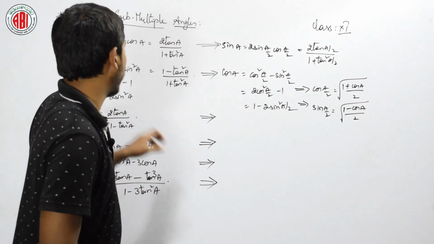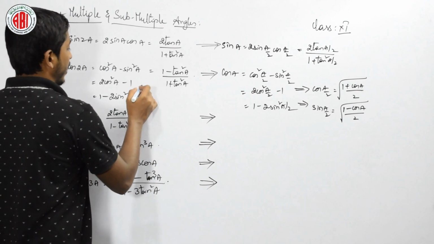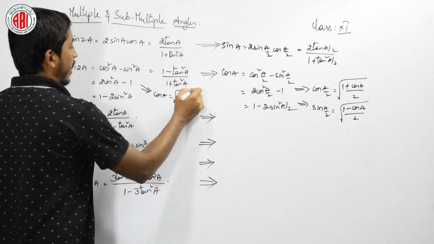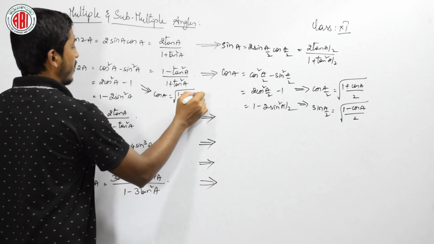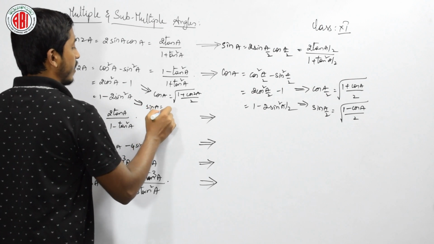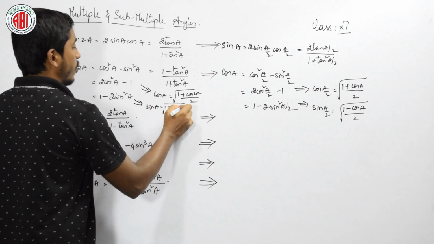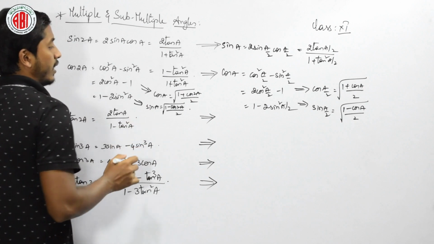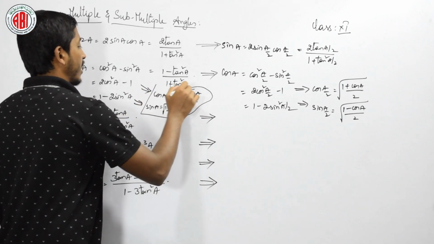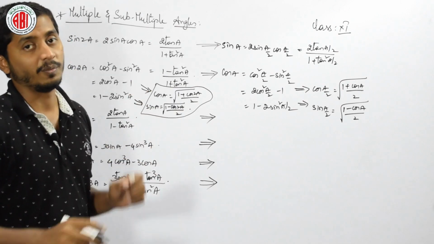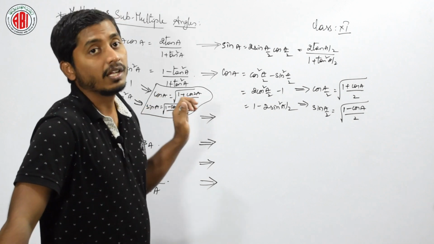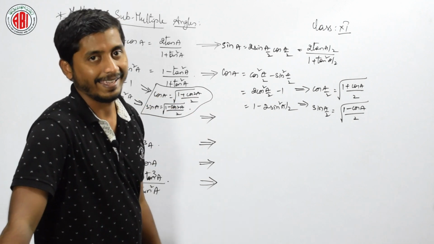Here also we can do the same thing. From here we can derive cos A as under root 1 plus cos 2A by 2 and sin A as under root 1 minus cos 2A divided by 2, is it right? These are some of the most important formulae. Whenever I write 1 plus cos 2A, it should be 2 cos square A, is it okay?